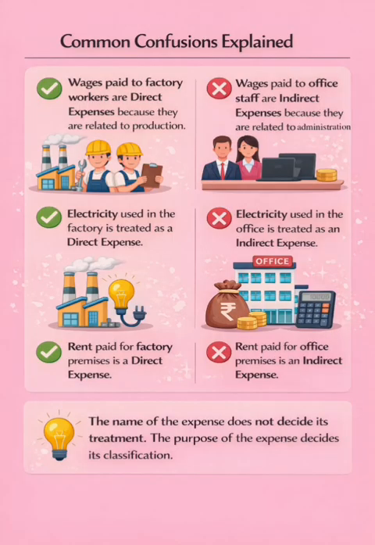Common confusions explained. Wages paid to factory workers are direct expenses because they are related to production. Wages paid to office staff are indirect expenses because they are related to administration. Electricity used in the factory is treated as a direct expense. Electricity used in the office is treated as an indirect expense. Rent paid for factory premises is a direct expense. Rent paid for office premises is an indirect expense. The name of the expense does not decide its treatment. The purpose of the expense decides its classification.